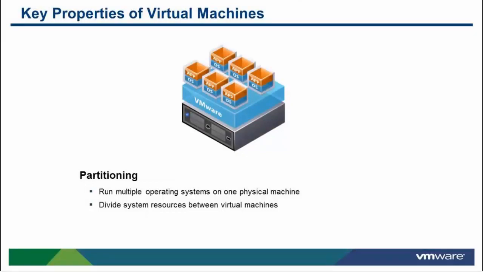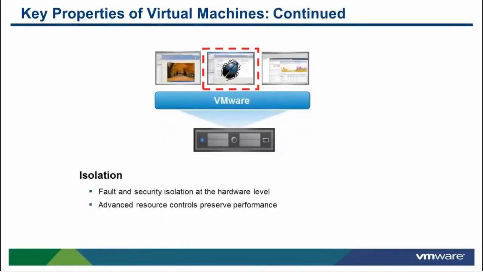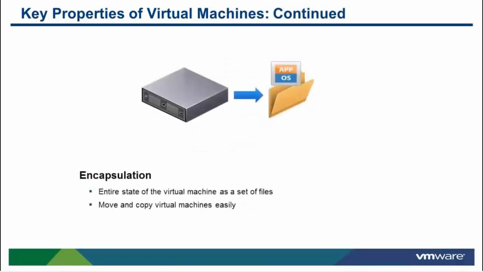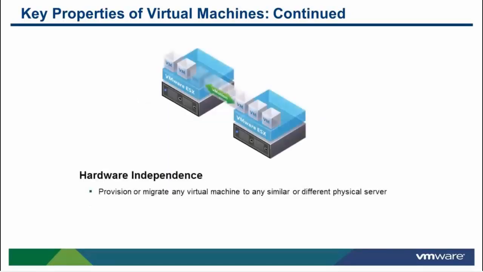Some of the key properties of virtual machines are partitioning, running multiple machines on the same hardware and sharing resources between them; isolation, fault and security isolation at the hardware level; encapsulation. The entire virtual machine can be saved to files and moved, copied, backed up, and restored. Hardware independence. The virtual machines are not tied to specific hardware or vendors.